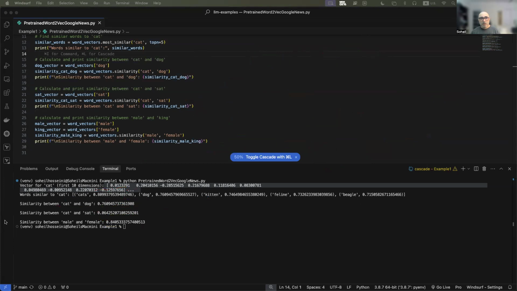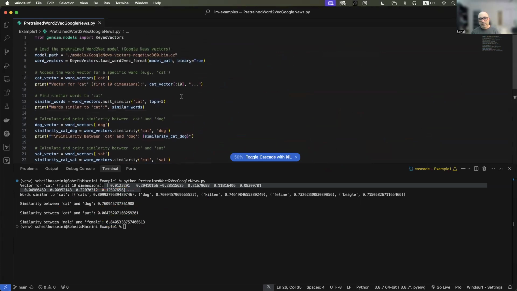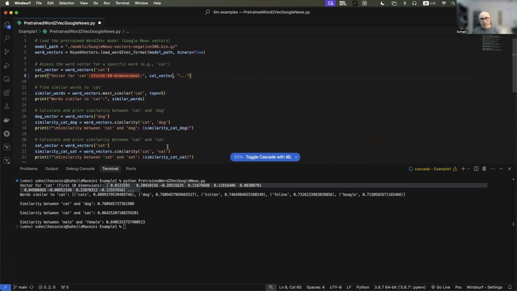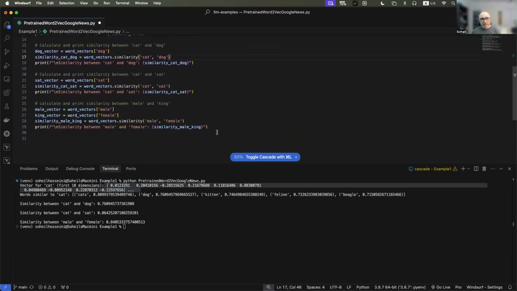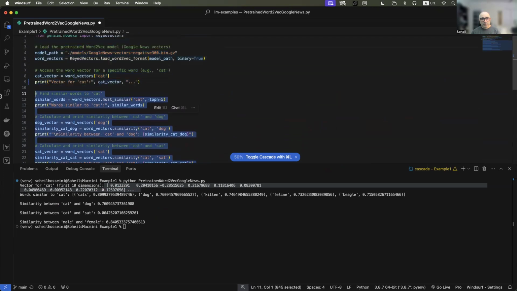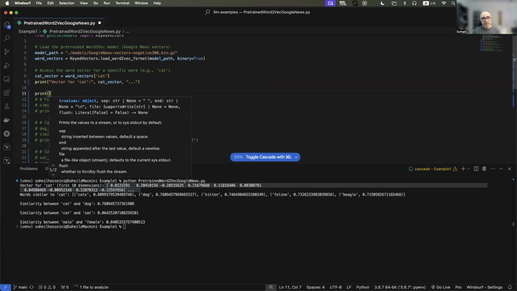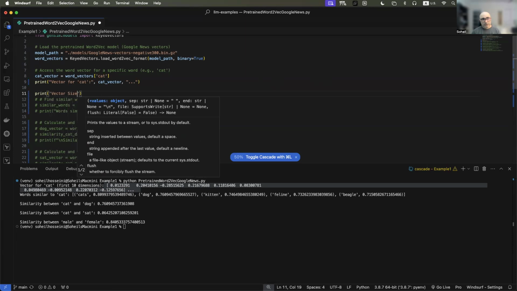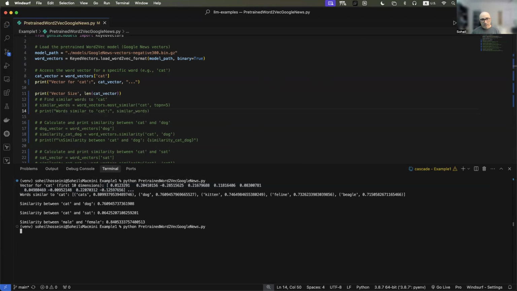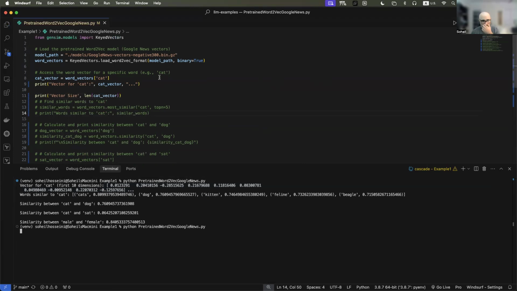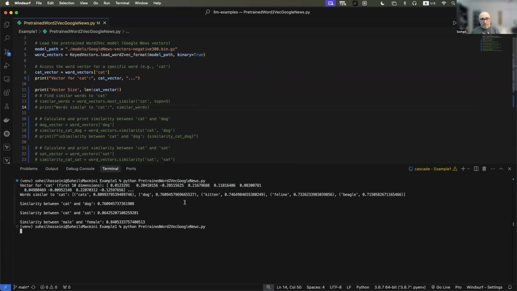Also in this case, you can get the whole vector if you want to. Let's run this one more time, and we can see the whole vector. I can print the vector size, so we'll see what the size of this vector is. Let's run this. It might take a little bit, and we'll see what we get.